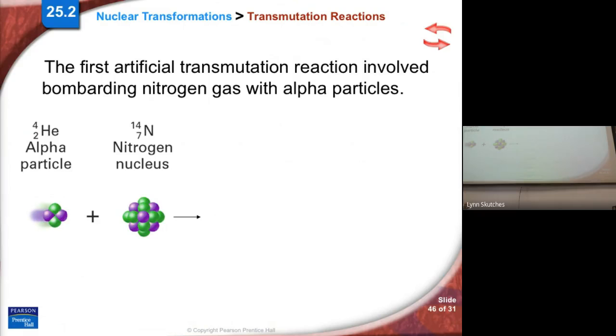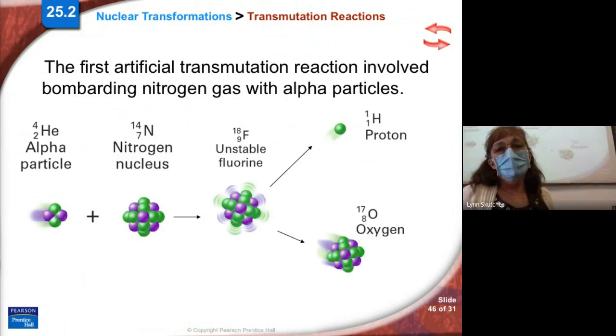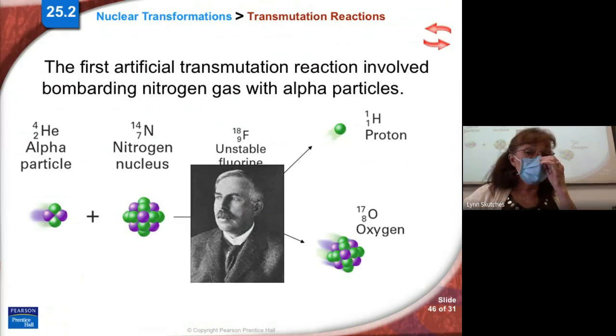Good. 2 and 7. Good. What element is 9? Fluorine. Yep. And guess what? This fluorine is radioactive. So for a very brief time, he made fluorine gas, and then it very rapidly decayed into oxygen-17, and a proton was released. So that is our friend Ernest Rutherford.